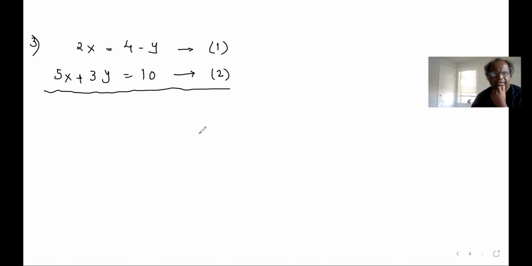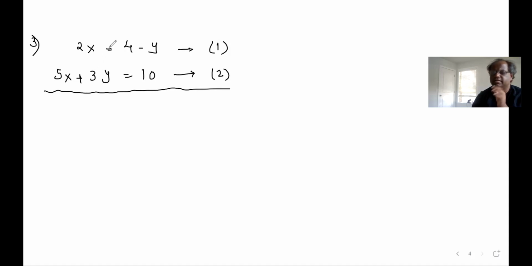So in this number 3 example, life is not that easy, right? If you try to solve for x, what will happen? x will get solved, no doubt, if you divide both sides by 2. But then x is equal to 4 divided by 2 minus y divided by 2, and it will unnecessarily involve fractions. And then you are going to use it over here, and already the problem is a little bit tougher. Why do you want to make life more difficult, right?